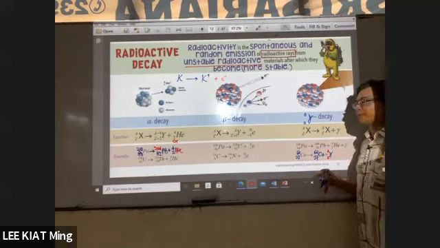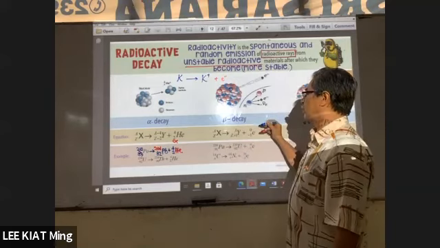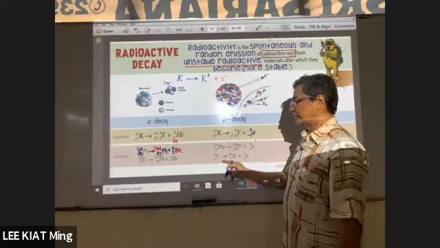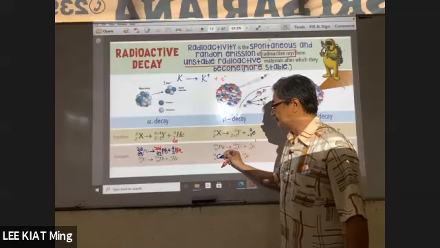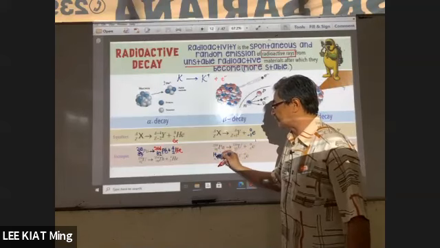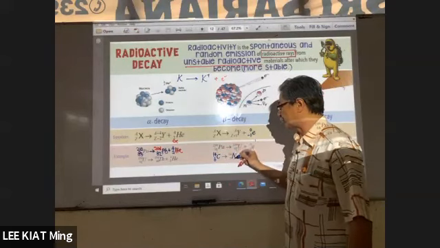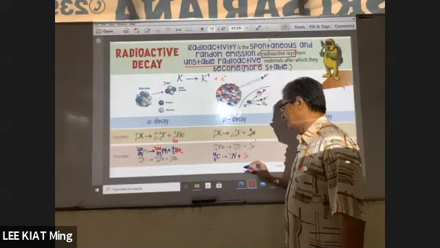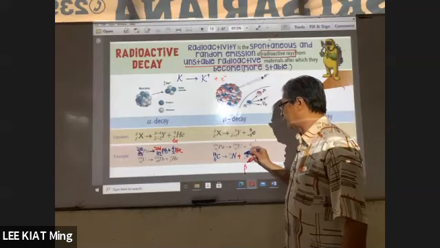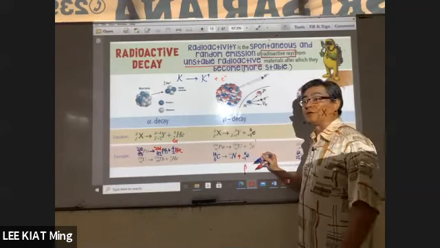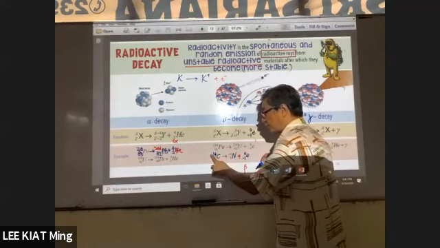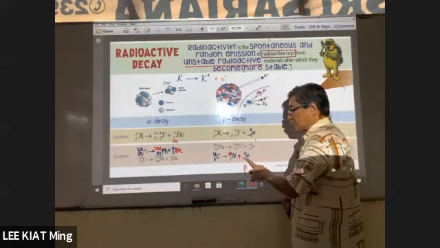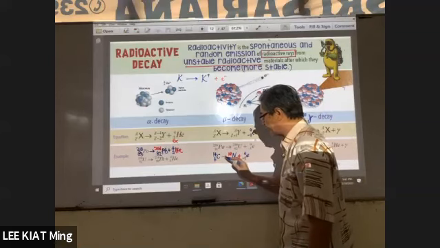What about beta? Beta, you know, is e, 0 and negative 1. I use an example at the bottom. This is carbon, 14 and 6. It will change to nitrogen. It gives up beta. So beta is actually an electron, 0 negative 1. To balance it, 0 plus 14 gives you 14, so you put back 14 here. And 6 minus 1 means you put a 7 here.